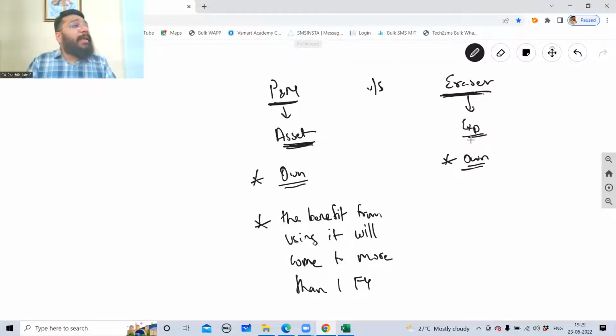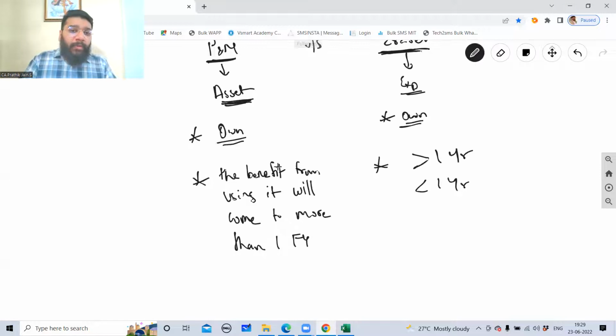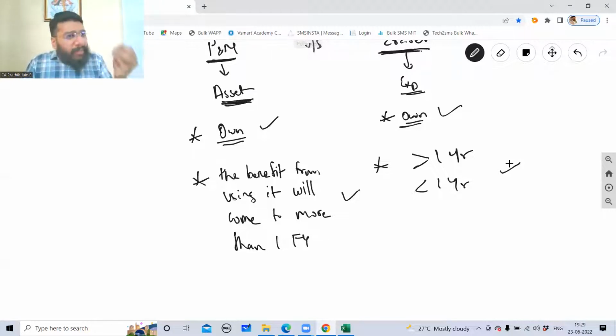In case of expenditure, there could be 2 possibilities. The benefit can be more than 1 year, or the benefit can be less than 1 year, or up to 1 year. Then how do you differentiate, sir? Because here also you own it, here also you own it. Let's suppose the benefit is coming for more than one financial year. An eraser, let's suppose a calculator, sometimes they come for more than one financial year. So what is the point of differentiation?